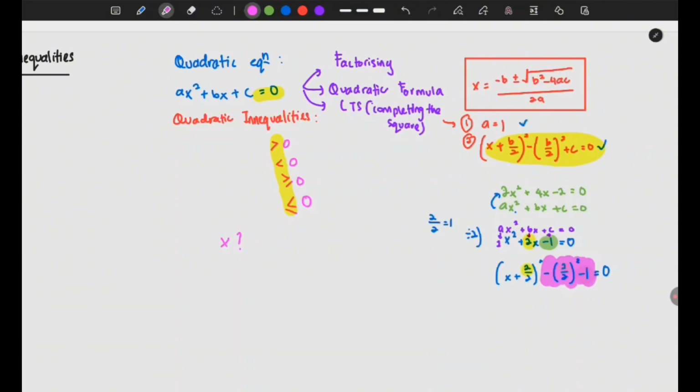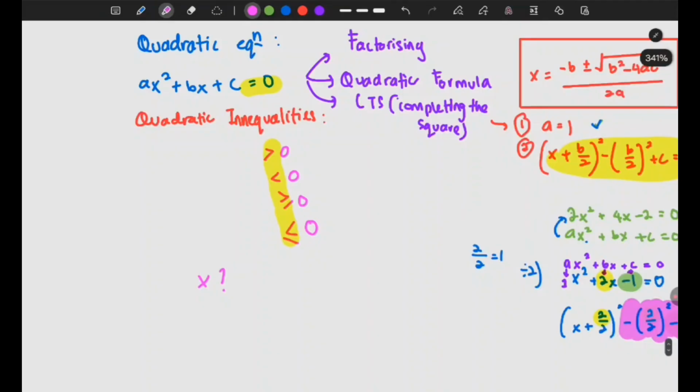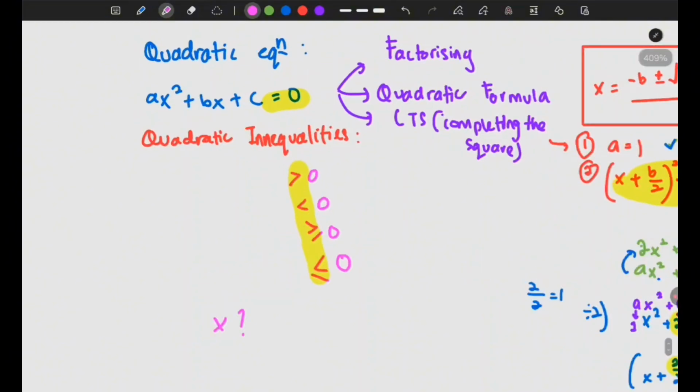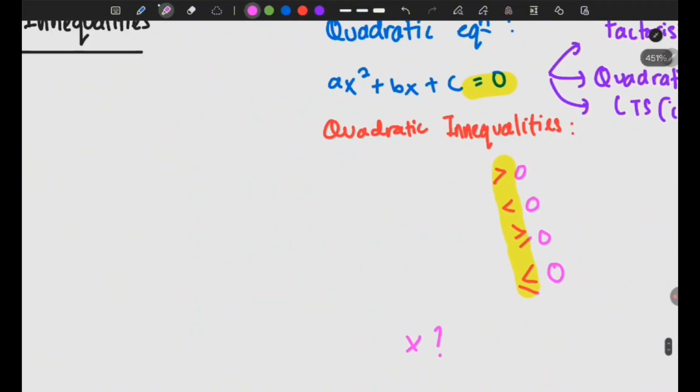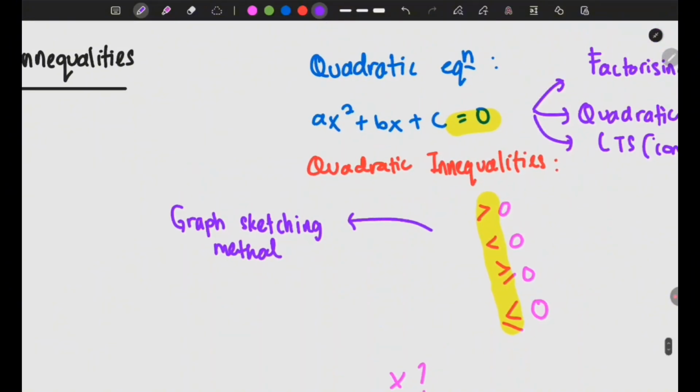And how do we find the range for x if they give a quadratic inequality? Also the same, there are 3 methods. So the method goes like this. First, a graph sketching method. This is the method that you will find the range of x.